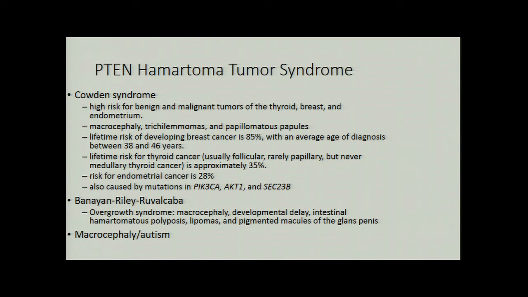So this patient has Cowden syndrome, which is a high-risk cancer predisposition disorder that leads to benign and malignant tumors of the thyroid, breast, and endometrium. It presents early on with macrocephaly and skin tumors like trichilemmomas. Lifetime risk of developing breast cancer is 85%, which is why she had the bilateral mastectomy. And she had, with an average diagnosis between 38 and 46.